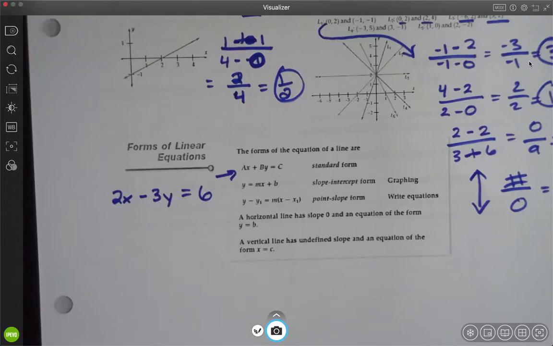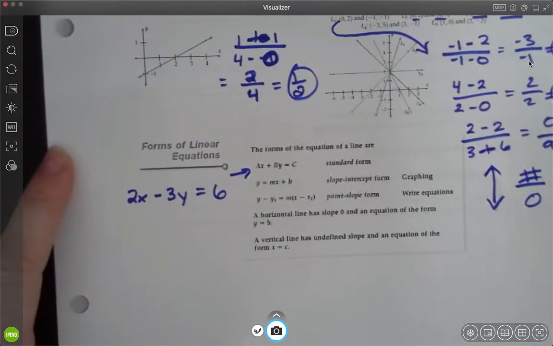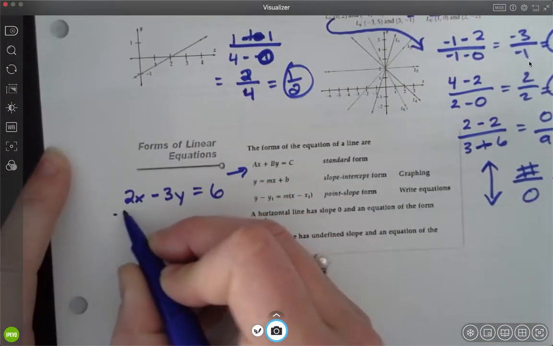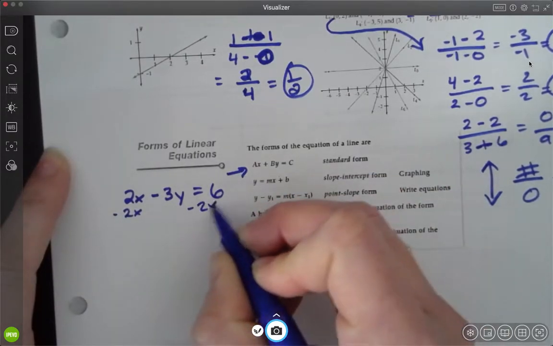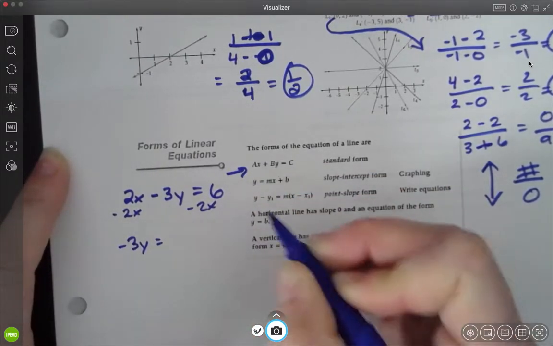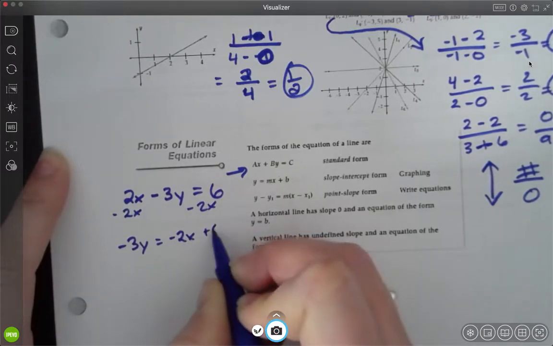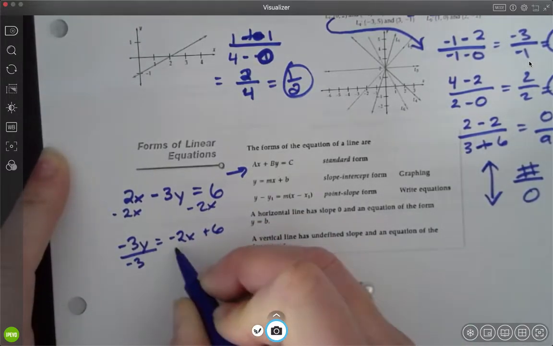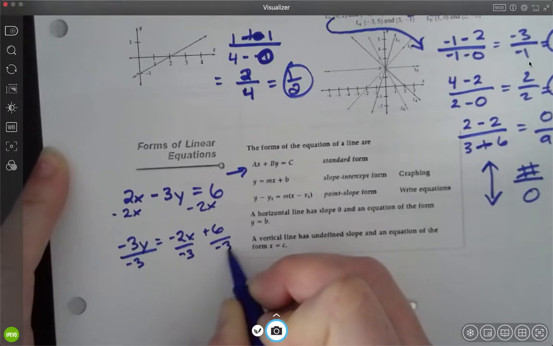Now, I don't like dealing with stuff in standard form because I don't know how to graph stuff in standard form. I like slope-intercept form, which is the next one: y equals mx plus b. So we need to get y by itself. What do we do first? I'm going to subtract the 2x. So negative 3y equals negative 2x plus 6. And then divide by negative 3 on everything, right?